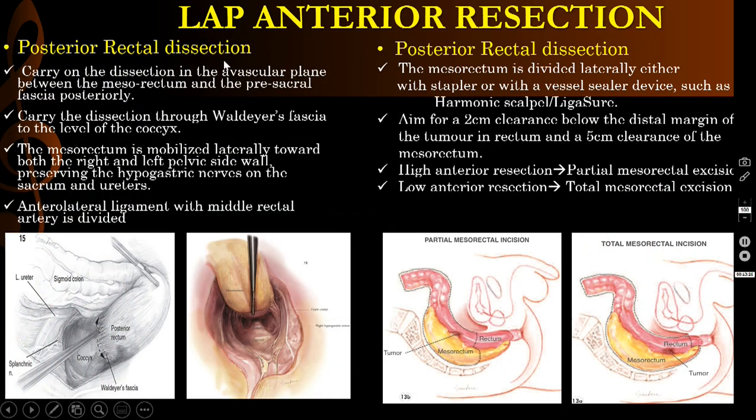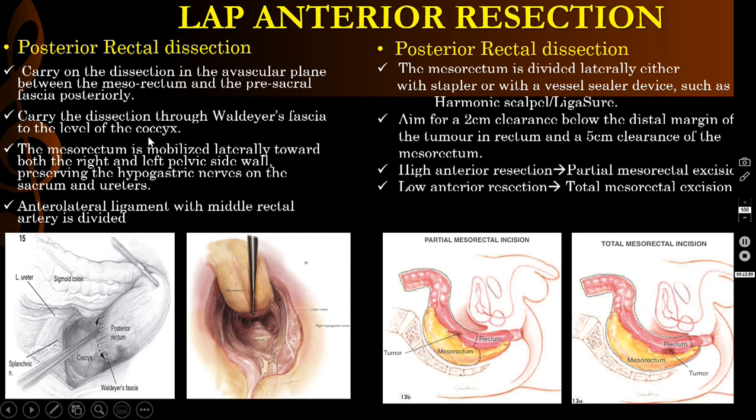The posterior rectal resection, now we have to carry on. Carry on the dissection in the avascular plane between the mesorectum and the presacral fascia posteriorly. Here, you have to elevate the rectum and you have to dissect this area. Carry the dissection through the Waldeyer's fascia to the level of the coccyx.